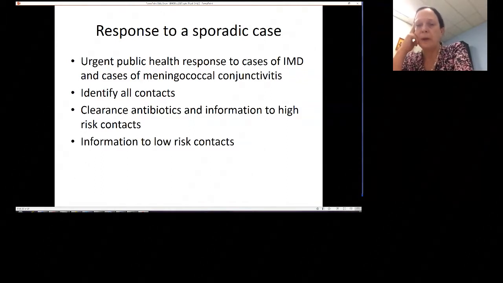So basically, the public health response on notification is to identify all the contacts, to arrange clearance antibiotics and information to high-risk contacts, and arrange information to low-risk contacts. So we'll go through those elements in the next few slides. Next slide, please.